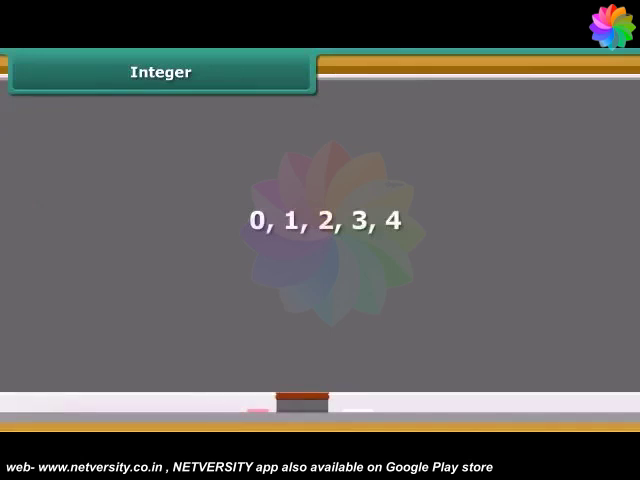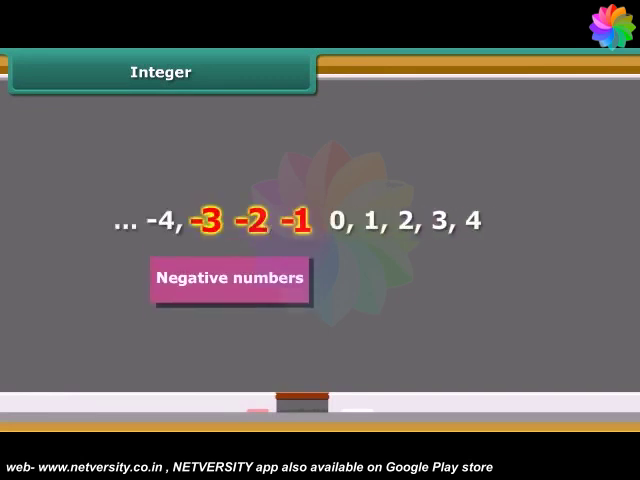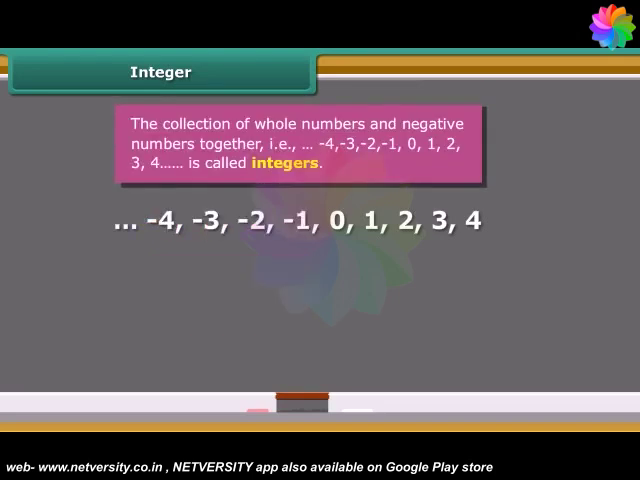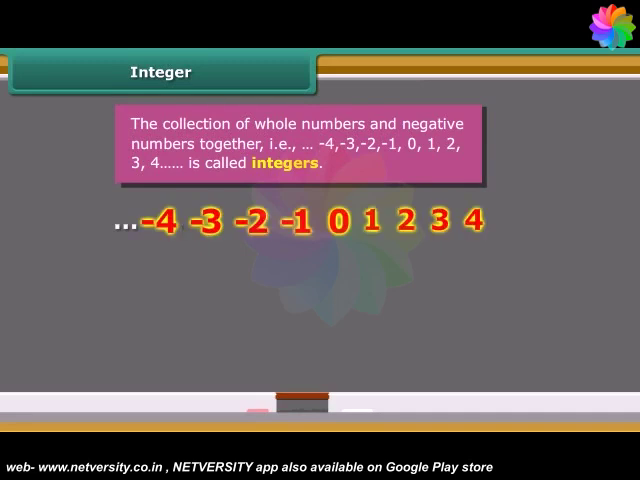Hello students! You already know about natural numbers and the whole numbers. If we put negative numbers and whole numbers together, the collection of numbers is known as integers.